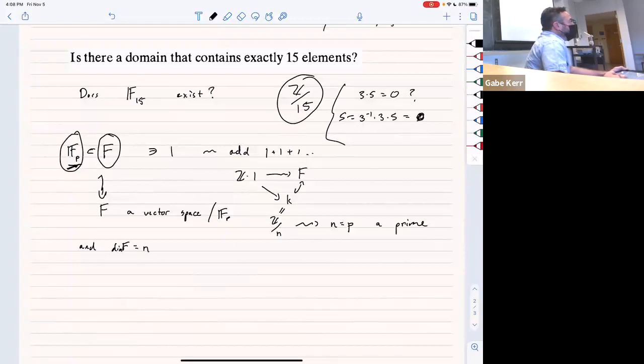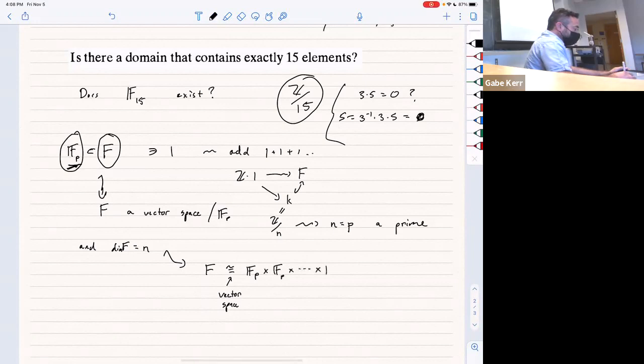We proved that all finite dimensional vector spaces are isomorphic as vector spaces. F is an n-dimensional vector space over a field. What is F isomorphic to? Isomorphic to the Cartesian product, things of column matrices, or row matrices, or whatever. How many elements are in there?